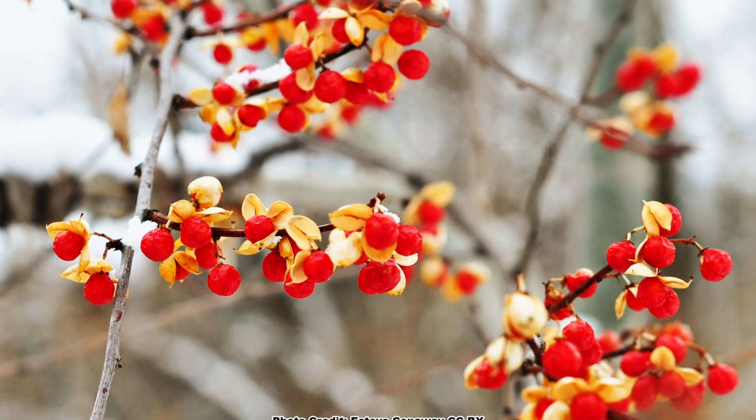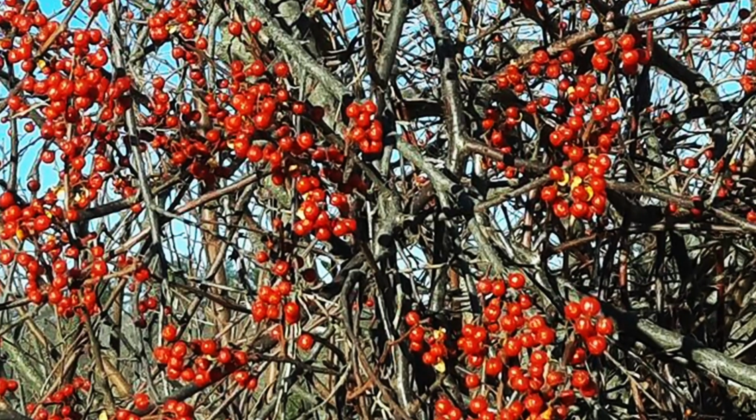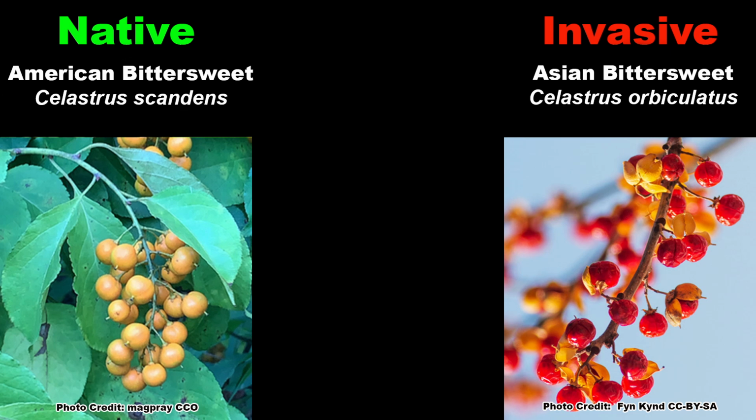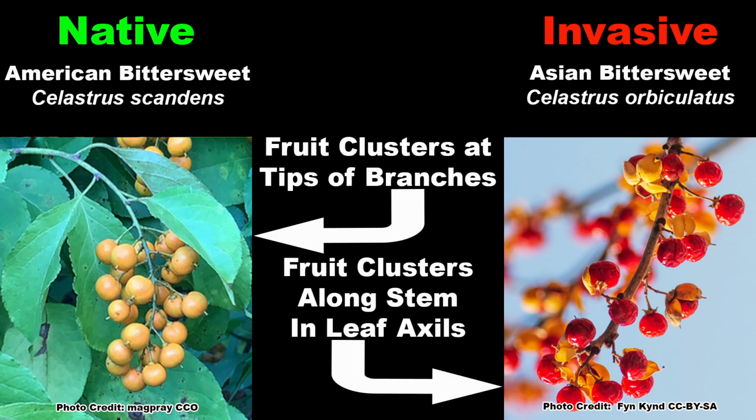Let's start with the most obvious way to tell these two species apart, which is by using the showy fruits. The brightly colored fruits are obvious in both species during the fall and winter after the leaves have dropped. The fruit clusters of the American bittersweet will be at the tips of the branches, and the fruit clusters of Asian bittersweet will be all along the stem in the leaf axils next to the leaf buds.